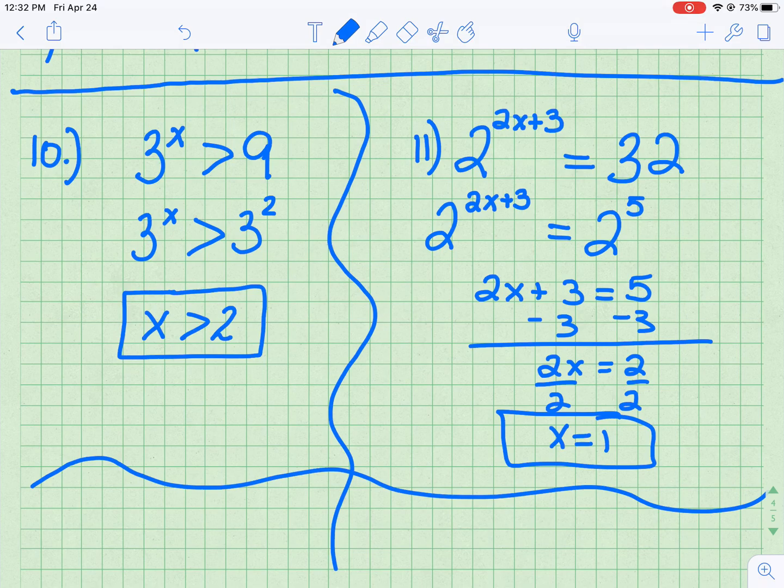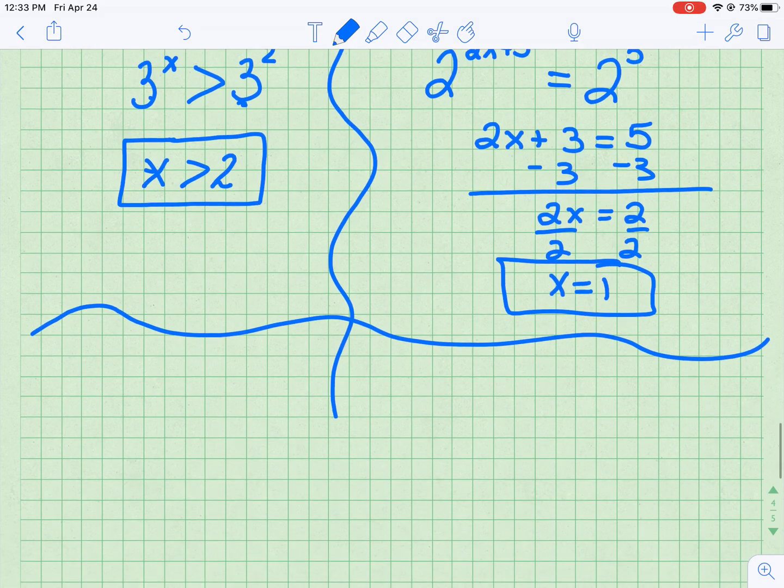So in this first one, the 3's are still equal, but the relationship is based on what we had originally for the exponent. Because the left side was greater than the right side, the exponent on the left is going to be greater than the exponent on the right. In this one, it was an equal sign, so the exponents are going to be equal. Does that make sense? Ready to look at 12?